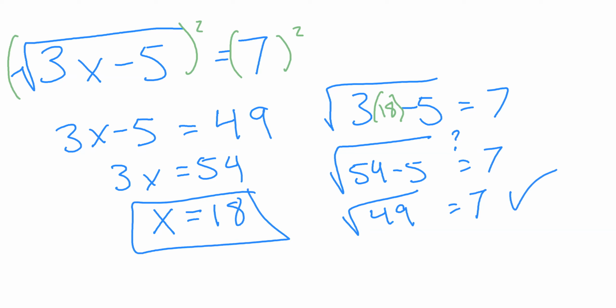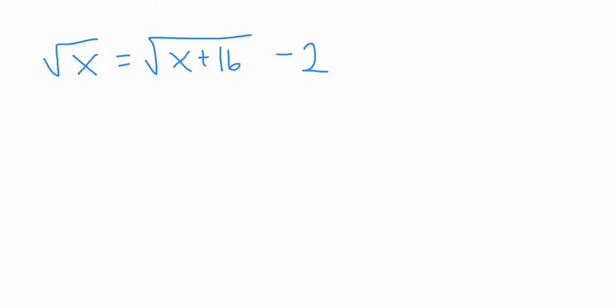Okay. So that's a very simple example. Let's do this other example where we've got the square root of x equals the square root of x plus 16 minus 2. Now notice this negative 2 is not in the radical. Okay, so we're going to use the same technique. We've isolated our square root of x.